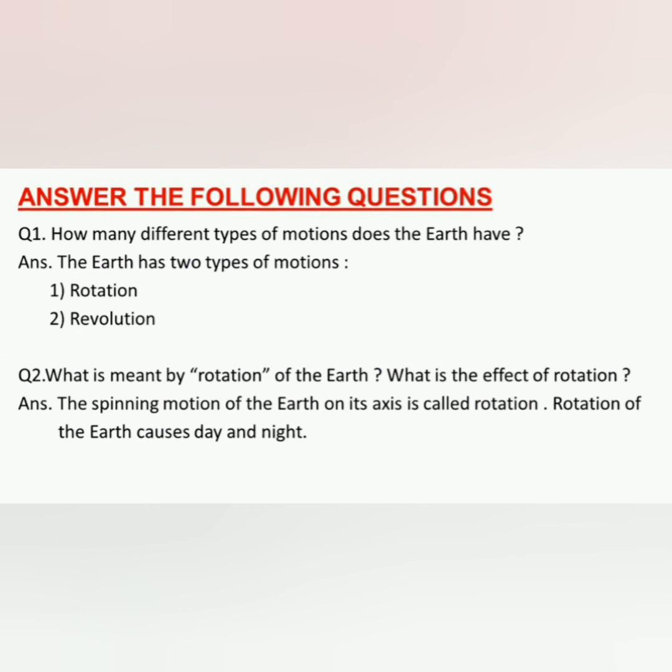Question number 2. What is meant by rotation of the earth? What is the effect of rotation? And the answer, the spinning motion of the earth on its axis is called rotation. Rotation of the earth causes day and night.